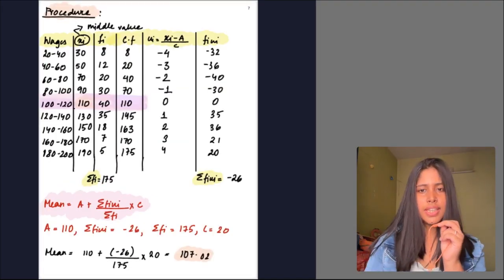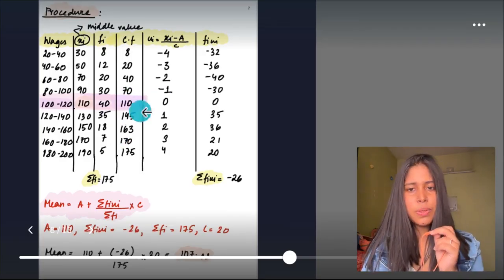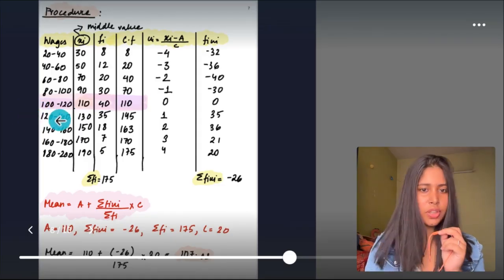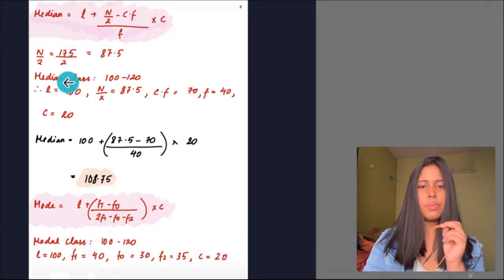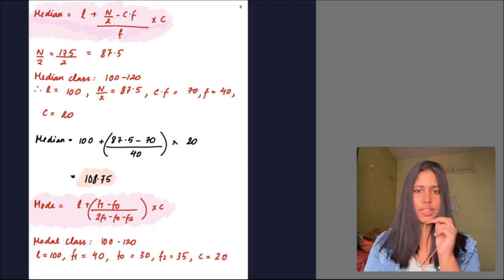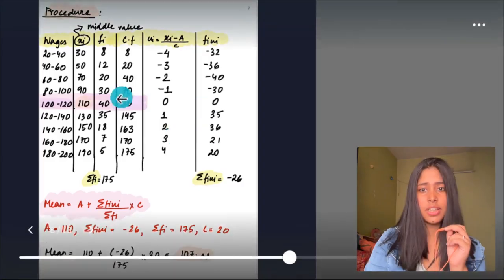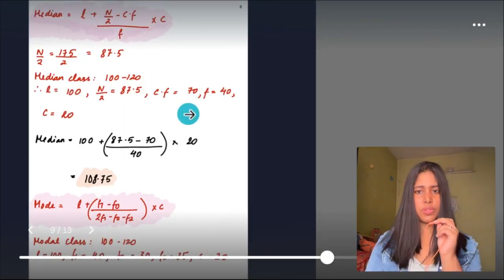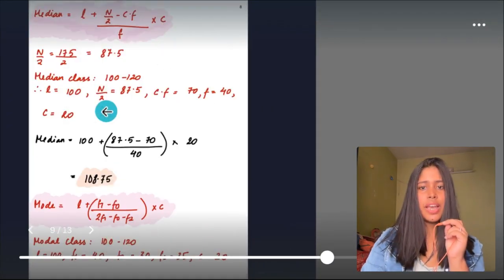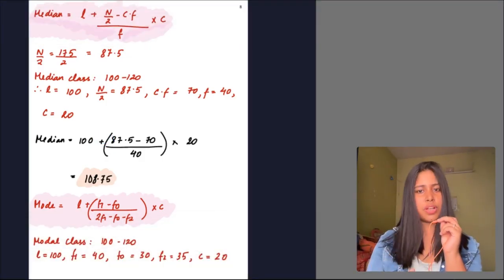Then we need to see which class 87.5 lies in, by cumulative frequency. See, 87.5 lies in 110. So the median class will be 100 to 120. All right, that is what I have written. The median class is 100 to 120. Then the lower limit is 100. N by 2, we have already calculated, is 87.5. And Cf is the cumulative frequency of the preceding class, which is 70. So Cf is equal to 70, F is equal to 40. F is the frequency of that median class, which is 40, and c is equal to 20. We put the values again in the formula and we get the answer to be 108.75.